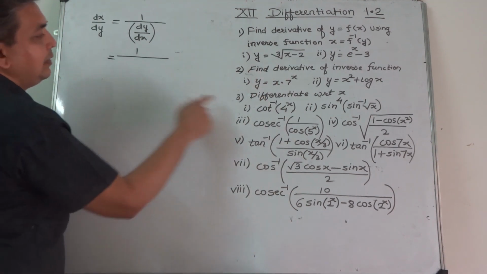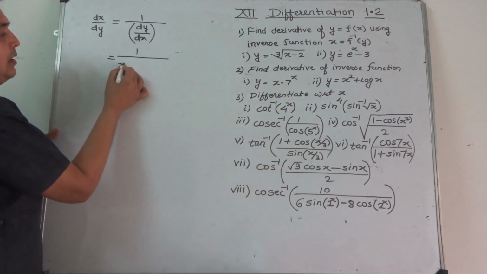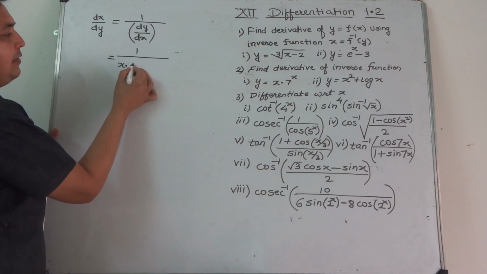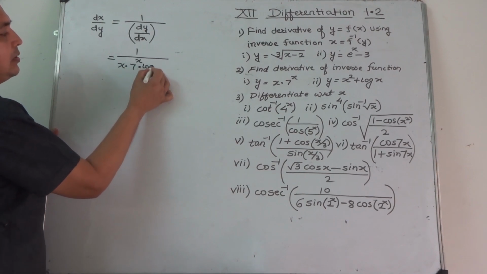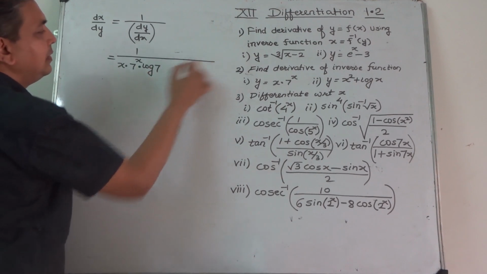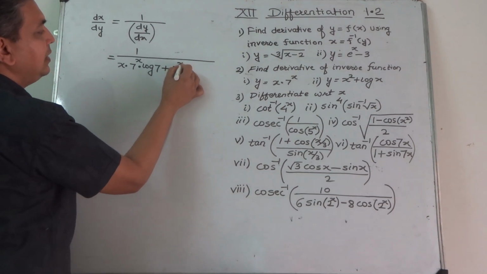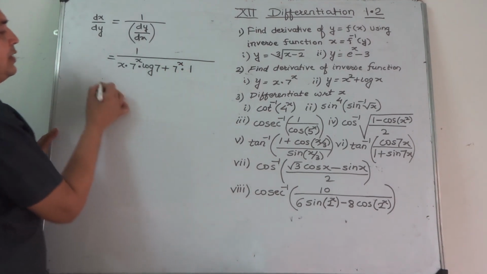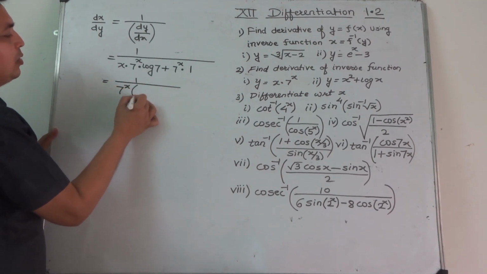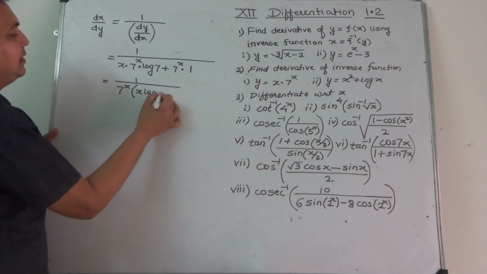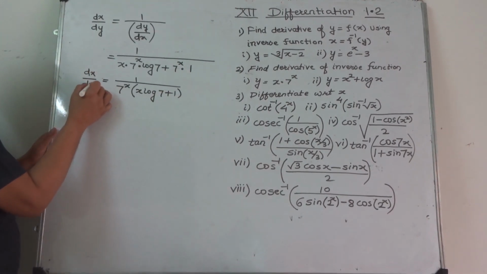So what do we get? 1 upon, what is dy by dx? This is u into v. What is the formula? u into the derivative of v, which is 7 raised to x log 7, plus v into the derivative of u, which is 1, and this can be written as 1 upon 7 raised to x, taking common, x log 7 plus 1. So this is dx by dy.